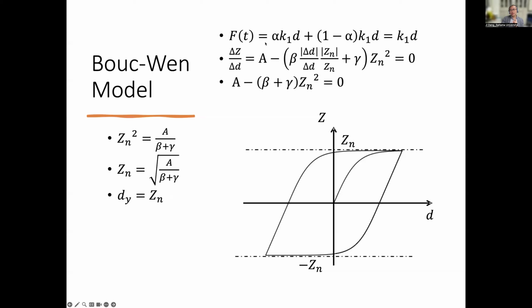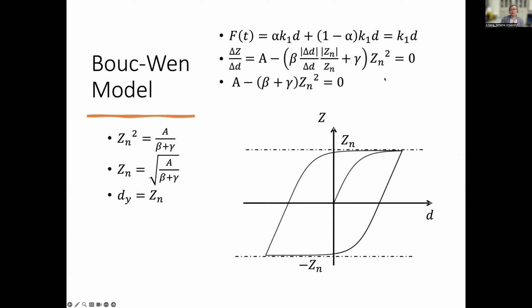So in the beginning, because Z is equal to D, if we put them into that, it becomes K1 D. So the force displacement relationship is just linear, right? And gradually it increases, and finally the gradient becomes 0. When the gradient becomes 0, we call this value Zn, which is the maximum boundary of Z.